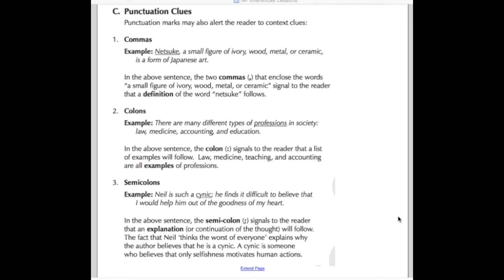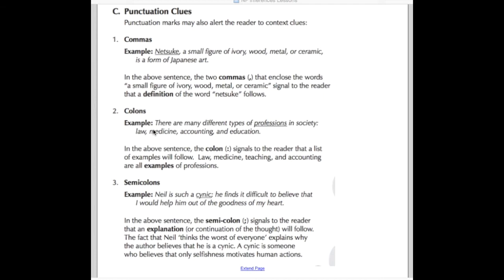A third type of context clues you can look for is punctuation clues. For example, commas. Commas will often separate definitions. In this sentence right here, the two commas enclose the words, a small figure of ivory, wood, metal, or ceramic, to signal to the reader that the definition of the word netsuke follows. Netsuke, comma, a small figure of ivory, wood, metal, or ceramic, comma, is a form of Japanese art. So right in here between the commas, it tells you the definition.